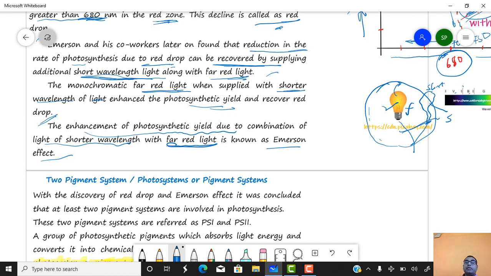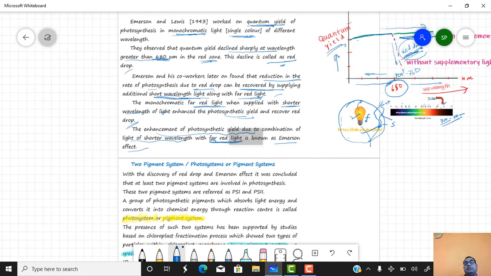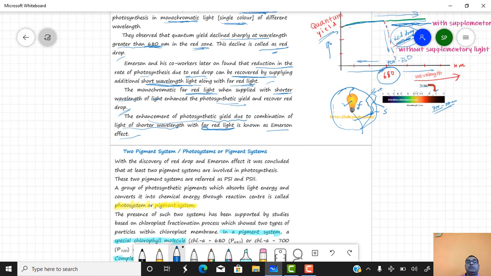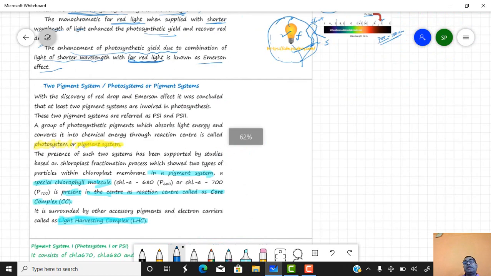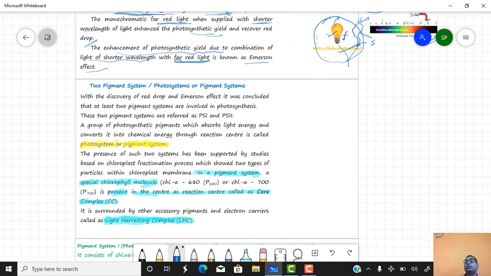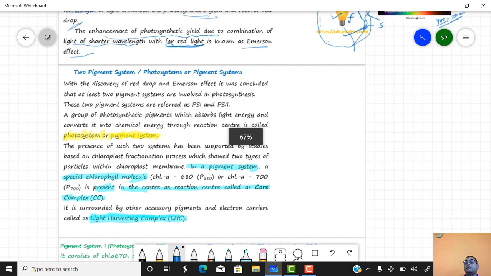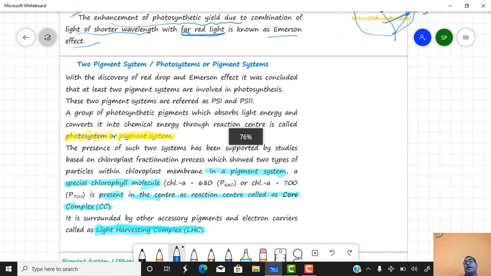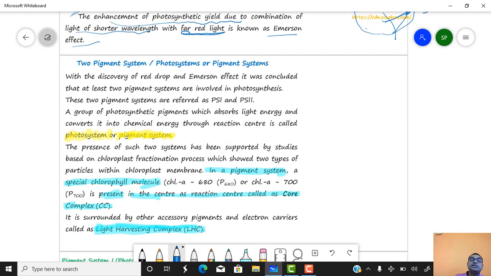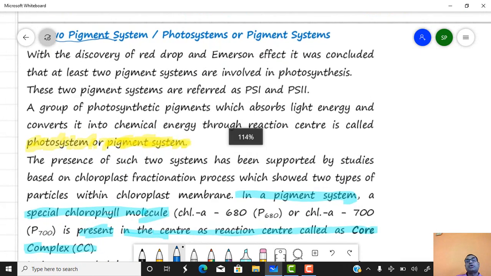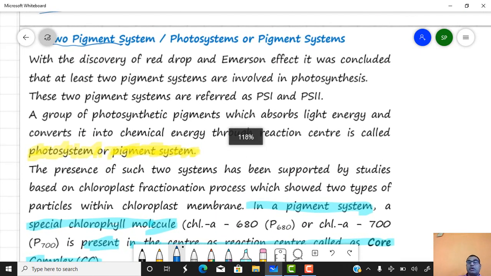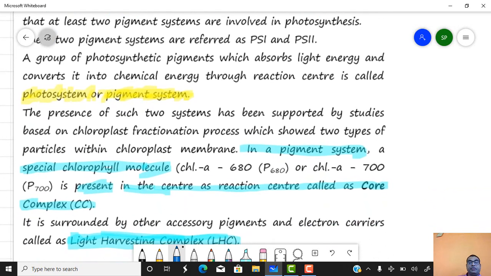So Emerson's experiment confirmed that at least two light sources or two systems might be present, and these systems are called two pigment systems or photosystems.